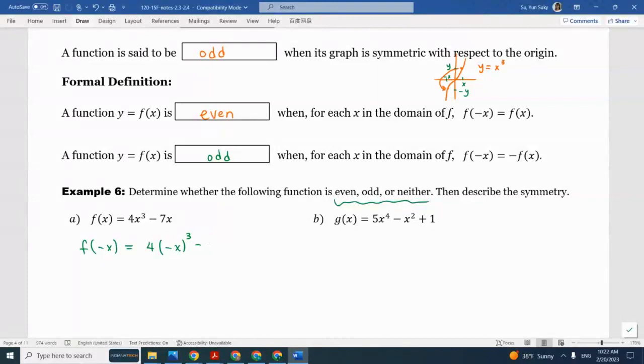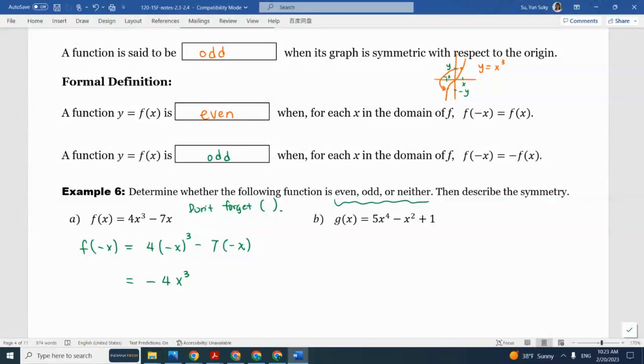So we get 4 times negative x, parentheses, cubed, minus 7, parentheses, negative x. Don't forget the parentheses. If we forget the parentheses, then we'll get it wrong. Questions? What is minus 1 cubed? Is it 1 or minus 1? Minus 1. Yes. So here we get minus 4x cubed.